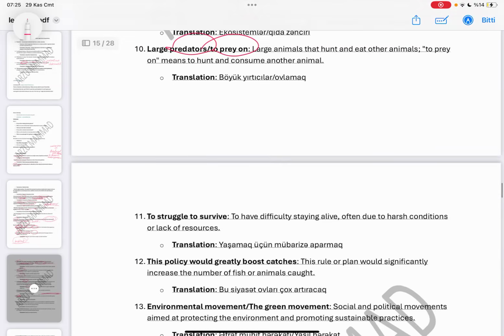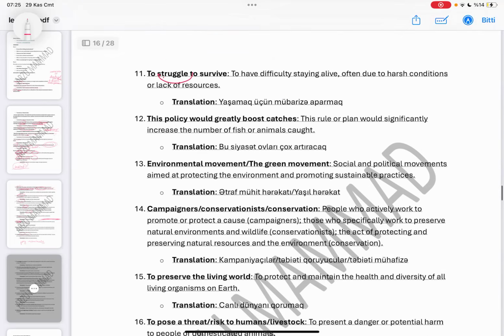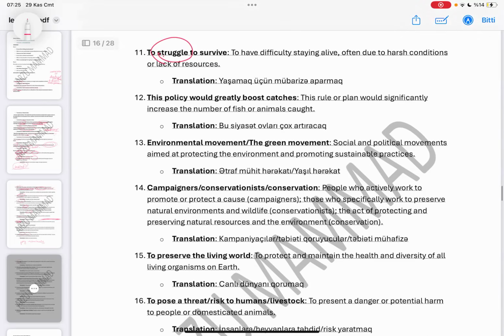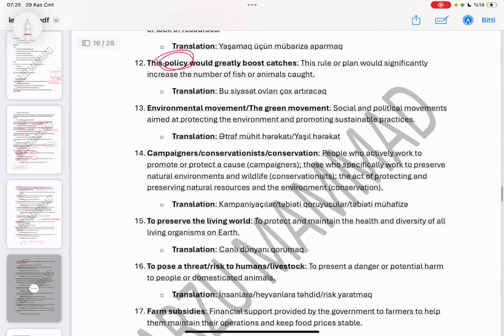Predator, prey on, or prey. Predators prey on prey. Okay, this one's also are animals. Struggle, like have difficulty. Survive, stay alive. Survivor. Have you watched this one? Policy, this is the rule or plan. So the translation. Boost, increase.